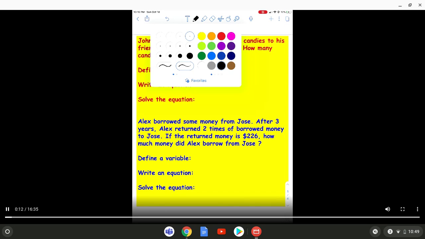So now we're going to work through an example problem. This one says John had some candies. He gave 5 to his friend, and now he has 18. How many did he initially have? I'm going to underline everything that I think is important. Typically I read the problem first and then go back and start to underline the second time.